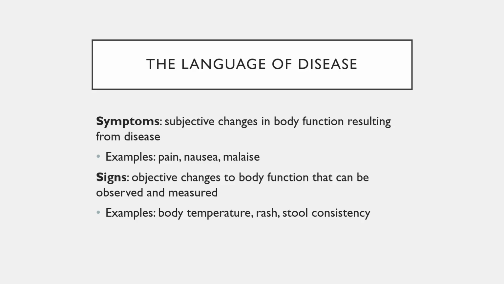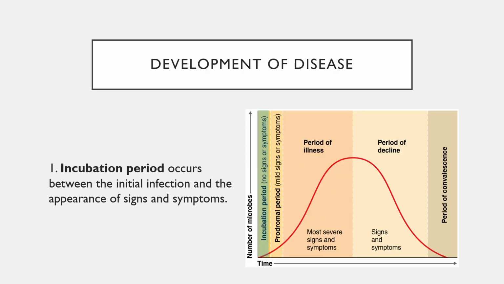stool consistency. When we look at the progression of an infection from its initiation to its end, there are a few different stages of development that are identified, in that most diseases will run through as they move through their course. The incubation period is the very first of these stages, which occurs in between the initial infection and the appearance of signs and symptoms. So it's the time between when a person first acquires a microorganism and when they first display the outward signals that they have an infection.